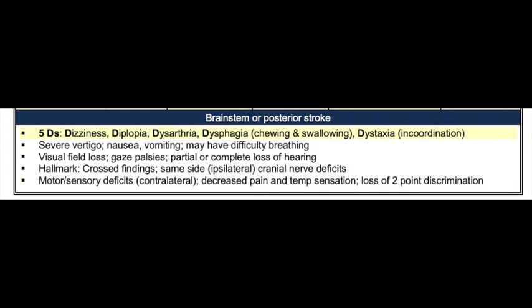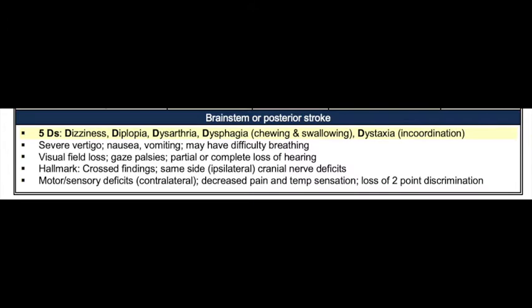Nausea and vomiting are going to be common, and they may have difficulty breathing, especially if we're talking about the brainstem where we have our respiratory control centers. We're going to have visual field loss, gaze palsy, so that's the double vision that I talked about a little bit, and partial or complete loss of hearing.